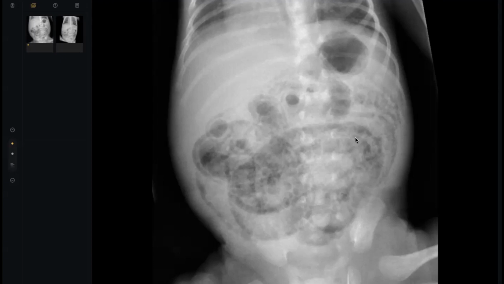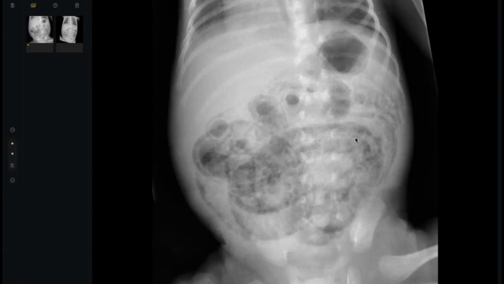What is the sign of free air, pneumoperitoneum, in this AP film? What is the expected sign? There may be a football sign if there is a large volume of free air in the peritoneal cavity. Excellent, excellent. So this is a case of pneumatosis intestinalis due to prematurity. Thank you, doctor, so much.